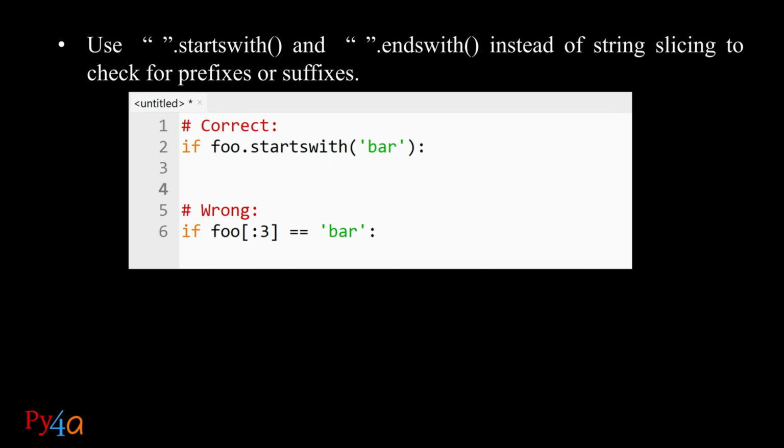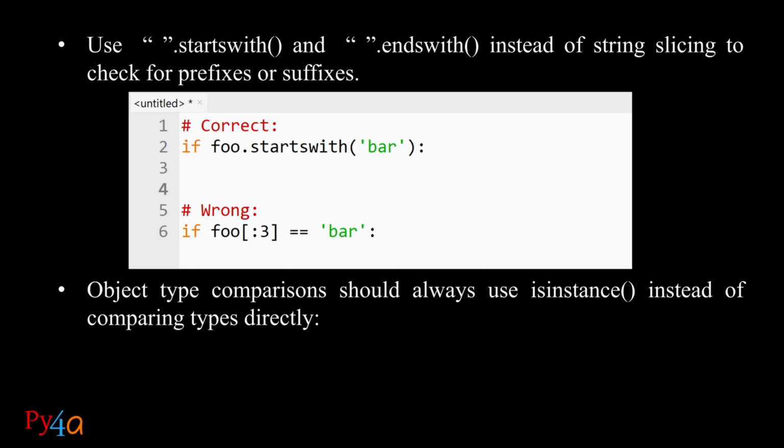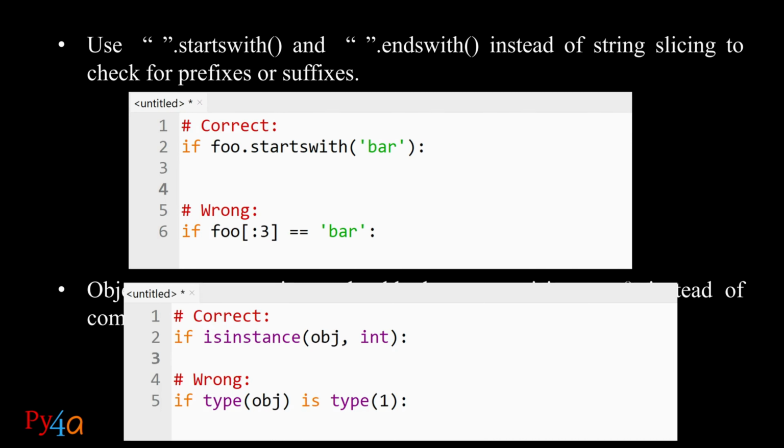Object type comparison should always use isinstance instead of comparing types directly. What do you mean by this? We'll see this example also. The correct way of saying it is to compare the object's instance as integer. Here, if isinstance object, int. But the wrong way is to say if type object is type 1. It is wrong. Do not compare an object's type with the type of an instance. No, use isinstance to do the comparison.